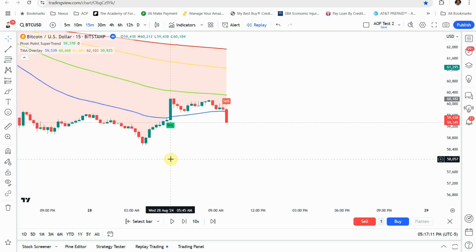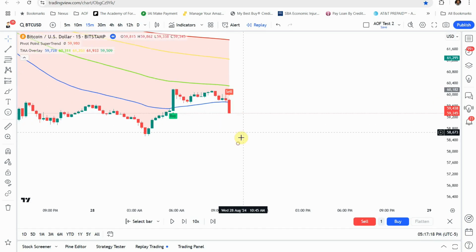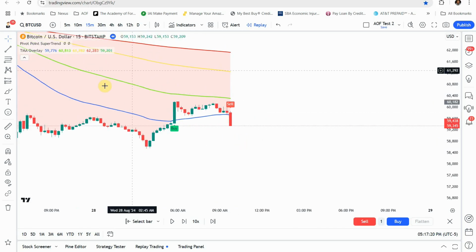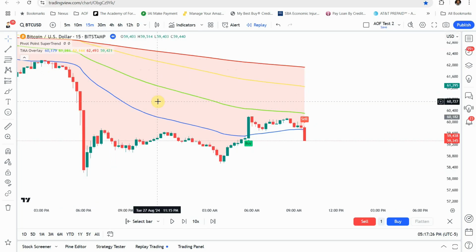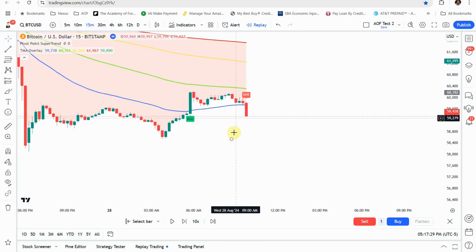profit. And for a short trade, what we're looking for, again, is the sell tag like this here from the pivot point super trend. We're then looking to the TMA, and we want it to have a red background like this here. Again, the idea is that price is trading below. We're getting a downtrend with the red background, and then we pick up a sell tag like this here. And so that'll be our signal to then enter into a short.